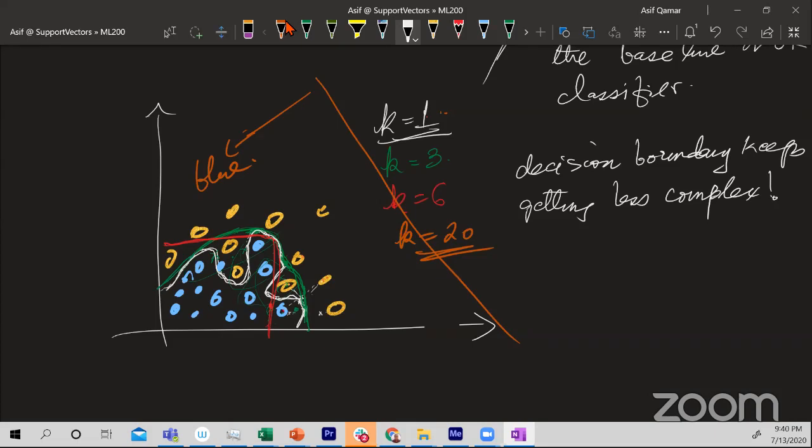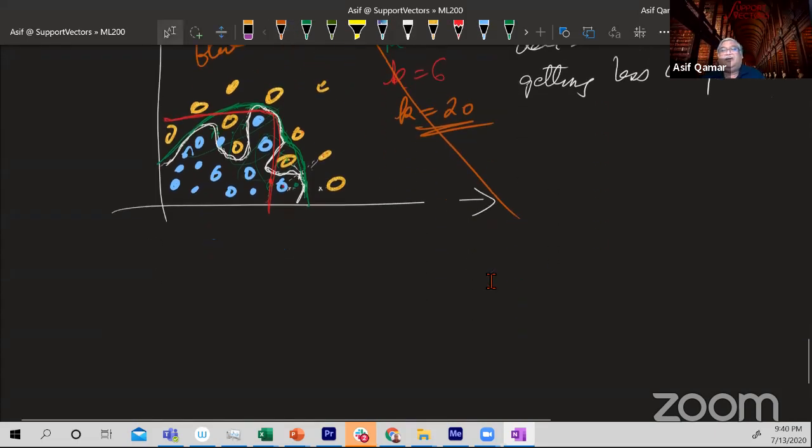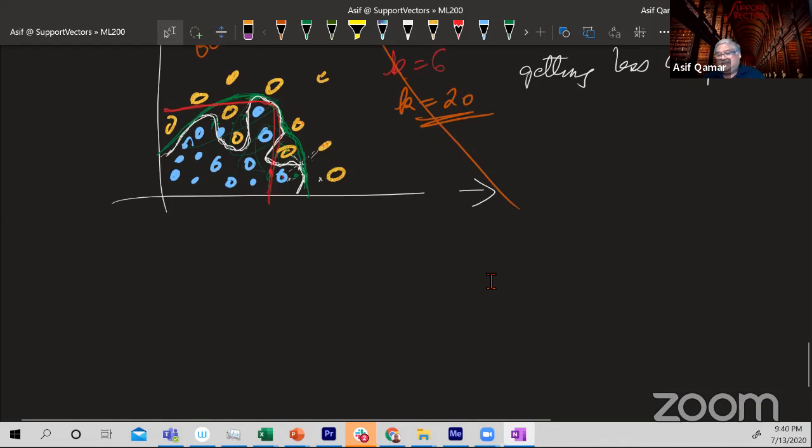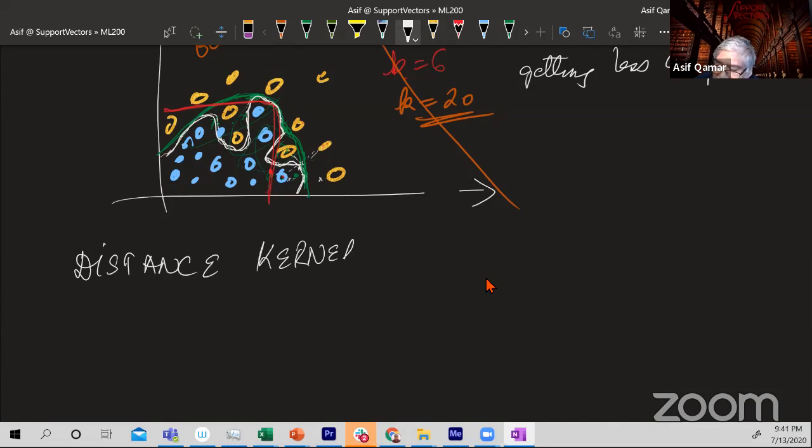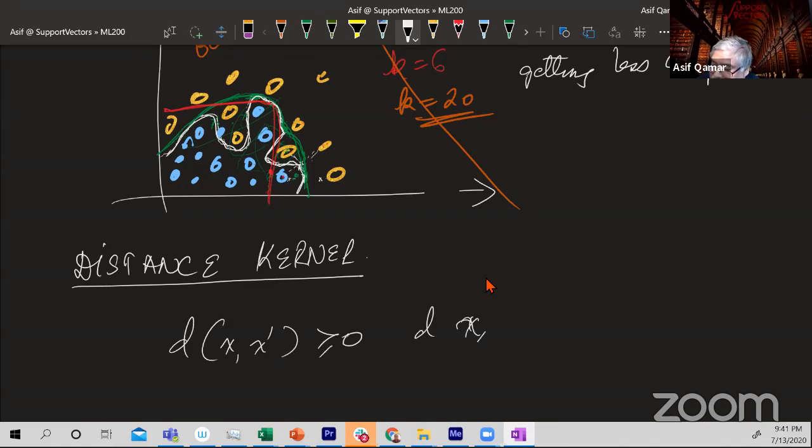So now one way that you could remedy this is you can bring the kernel to the rescue. You use a distance kernel. Let's bring in the concept of a distance kernel. So remember, what is the notion of distance? Distance between 2 points is what? It is anything that follows these properties. d(x, x') is equal to 0 if and only if x is equal to x'. x and x' are the same.